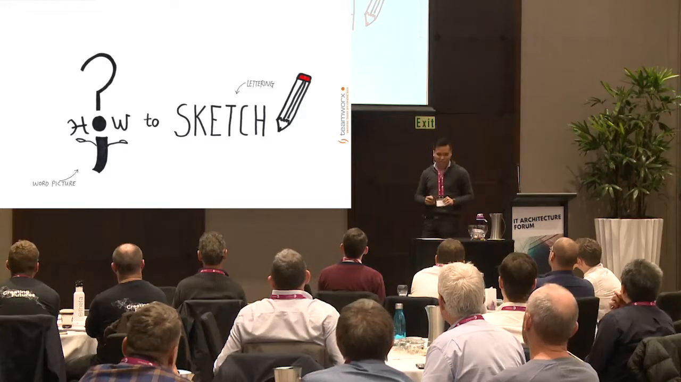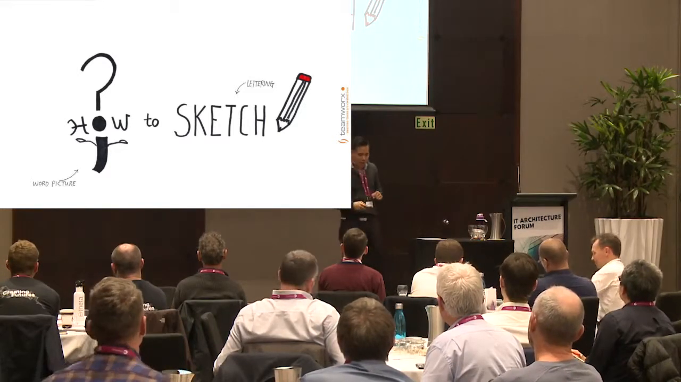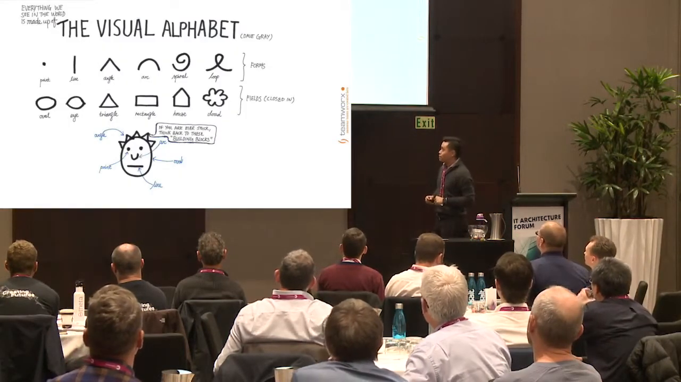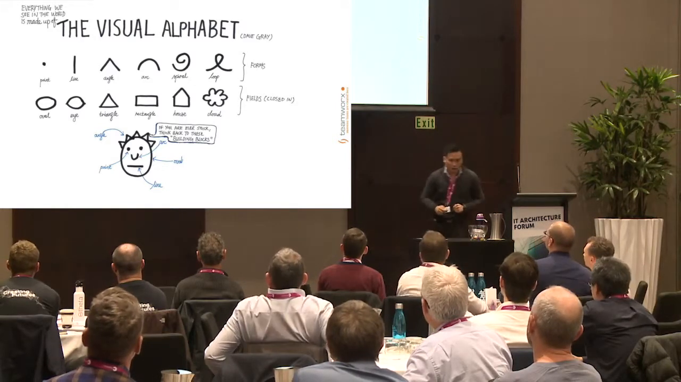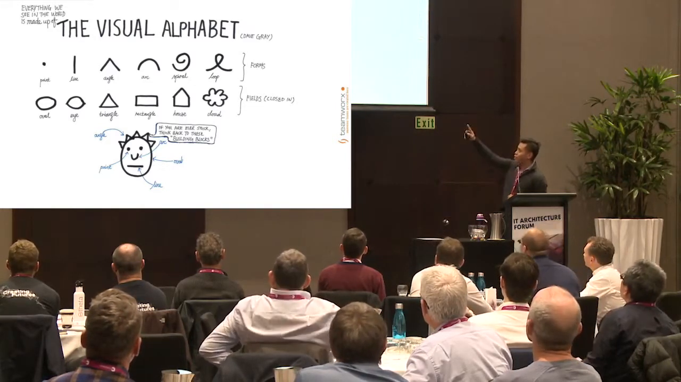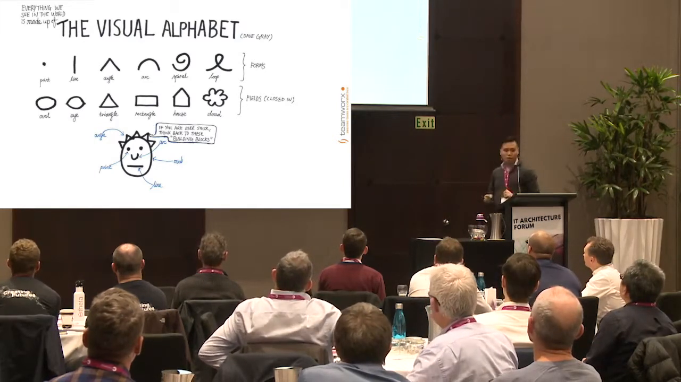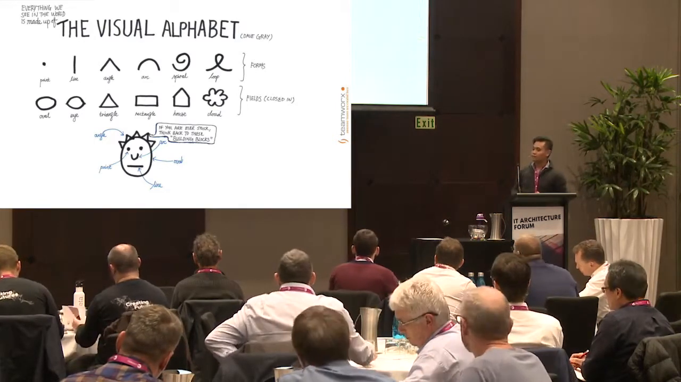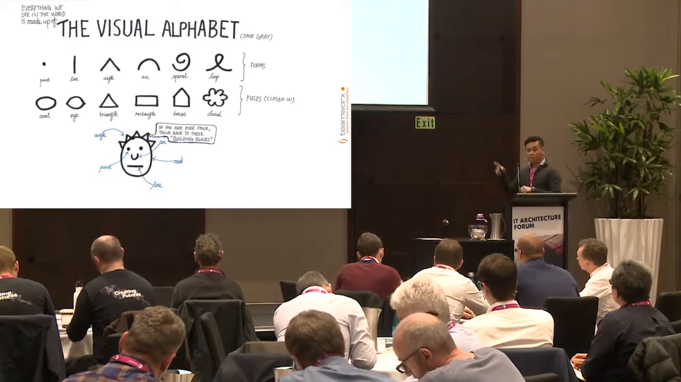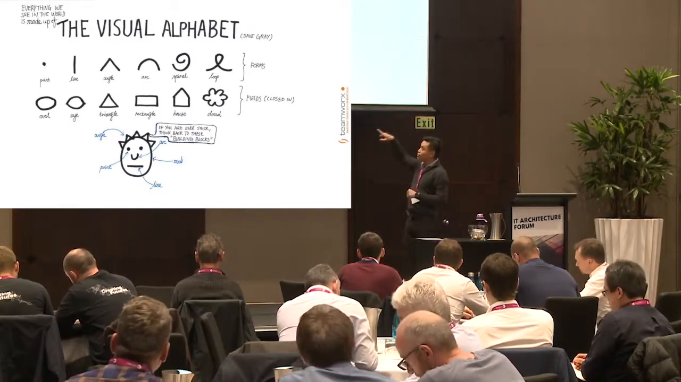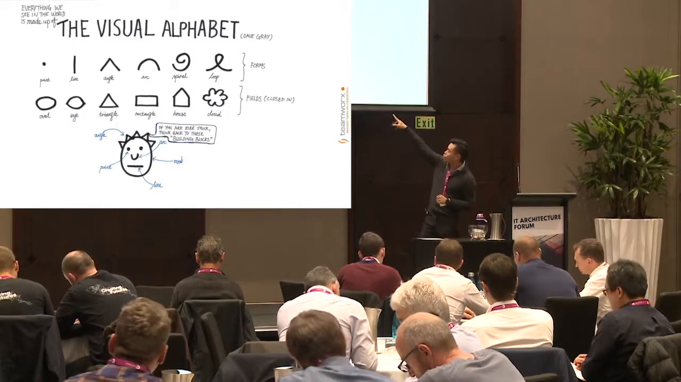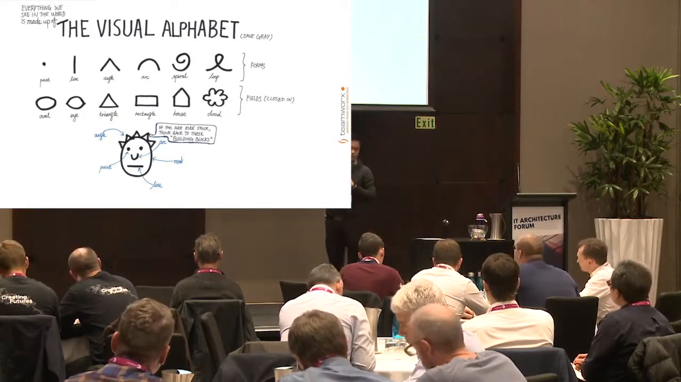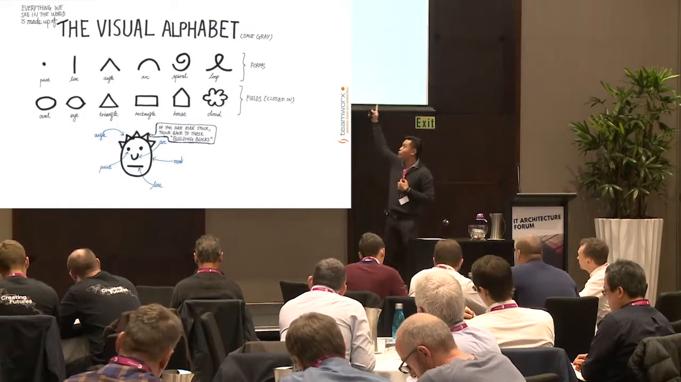So, how to sketch. This is the really interactive part of the session, so make sure you've got your pen and paper ready. So, the basics. Everything you see around here is made up of the visual alphabet. So you have a point, a line, an angle, an arc, a spiral, and a loop. We call these things forms. So have a go at drawing those simple forms. And then you've got forms that are closed in, and they're called fields. You've got an oval, an eye, a triangle, a rectangle, a house, and a cloud. Now, if you look at this face here, you can pretty much decompose it into all of those forms and fields.